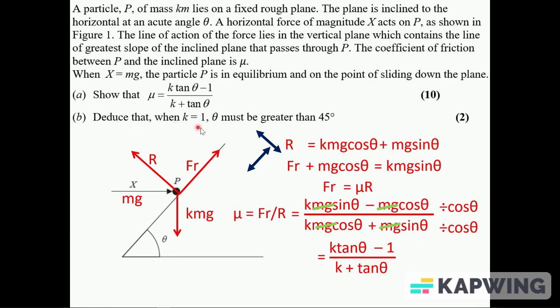It says deduce that when k is equal to 1, theta must be greater than 45. Well, the friction is going to be positive. The mu can't be negative either. It just doesn't make any sense. This top line needs to be positive. And if k is equal to 1, then tan theta has got to be bigger than 1. For tan theta to be bigger than 1, theta must be bigger than 45, because tan 45 is 1. And for an angle bigger than that, the tan is greater than 1.